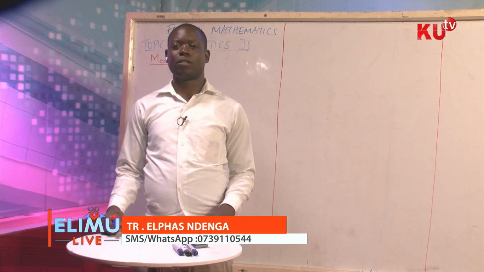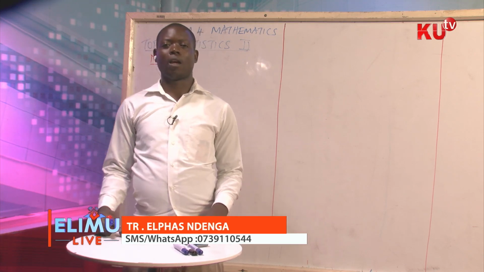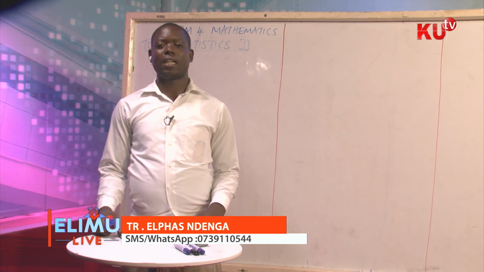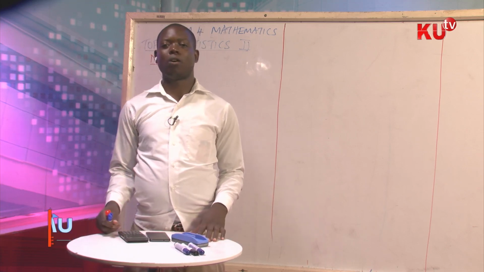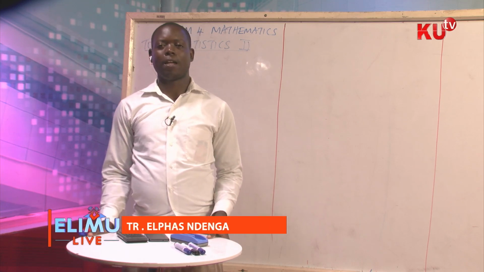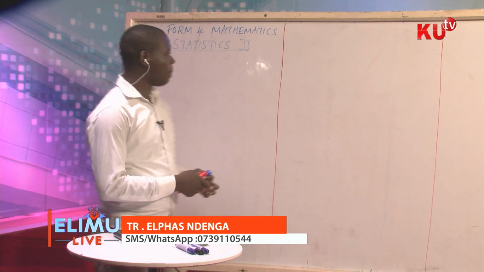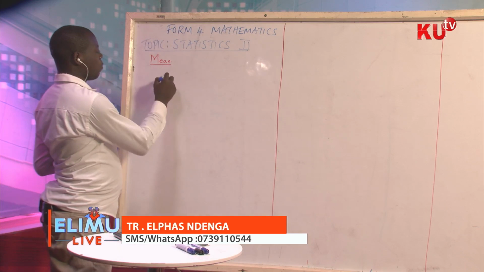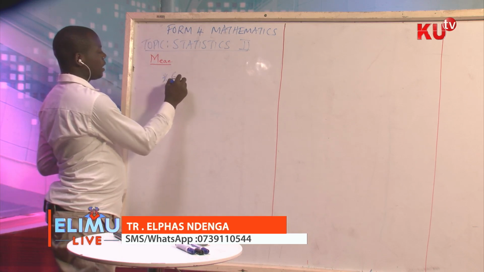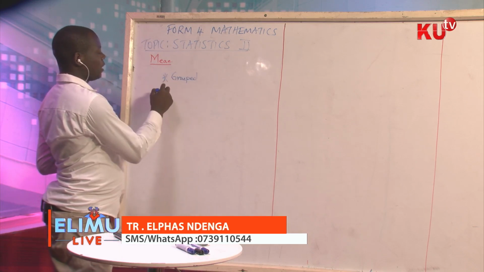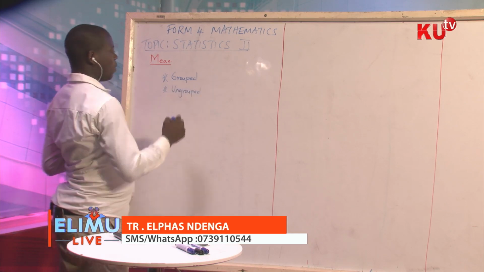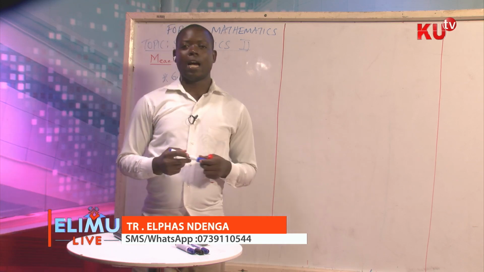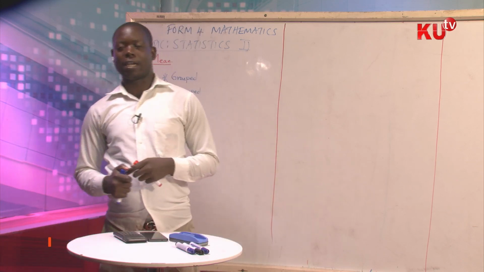What are these forms, students? Yes, we record the data based on whether the data has been organized or not. And that is why we mention two things, what we call grouped data and what we call ungrouped data.